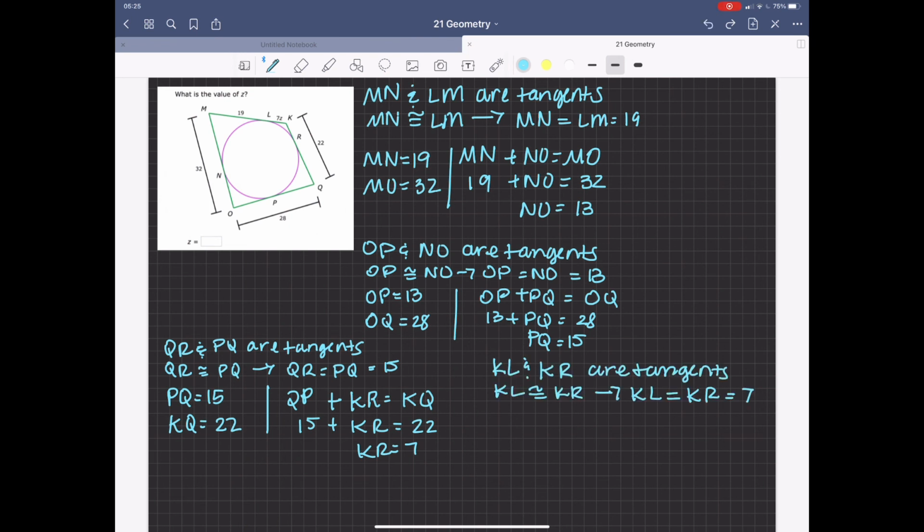So finally, KL and KR are tangents. We know they're also congruent. KL and KR both equal 7. And as I'm coming up with the rest of this, I know that I need to find z. So if I look at KL, I know that that's going to be 7z equals 7. So z equals 1. Again, we know that KL was 7z.